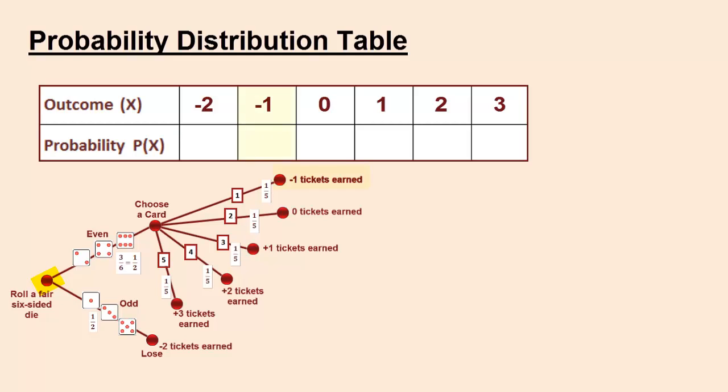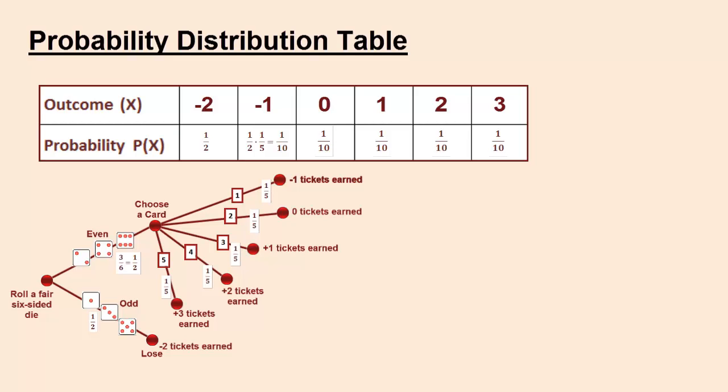For example, to lose 1 ticket, we first have to roll an even, which is a 1 out of 2 probability, and then we have to pick the card that only says 1 on it, which is a 1 out of 5 probability. So 1 out of 2 times 1 out of 5 is 1 out of 10. Overall, we have the probability of 1 out of 10 to lose 1 ticket. So we can do this for each outcome and then place those values in the table.